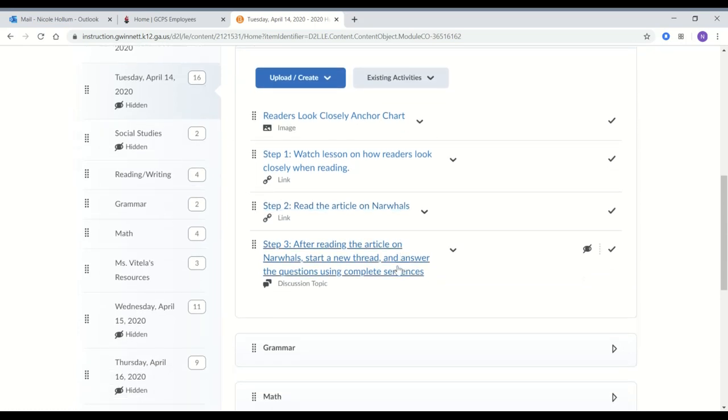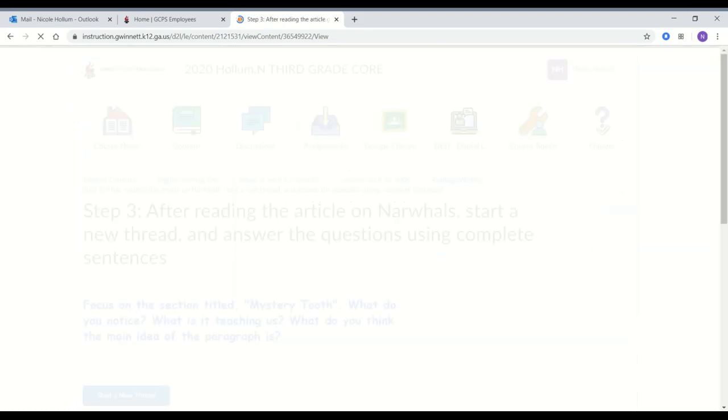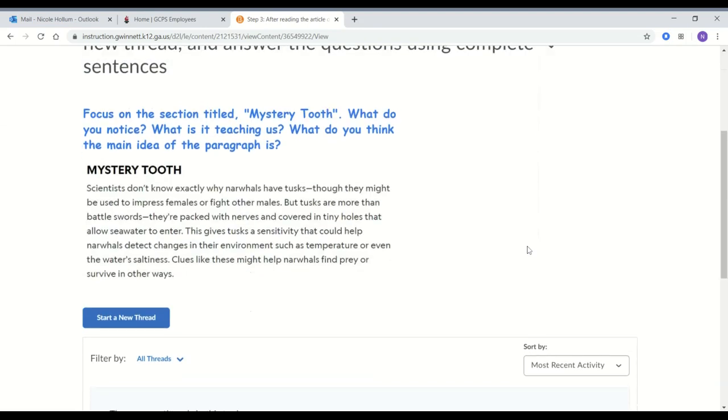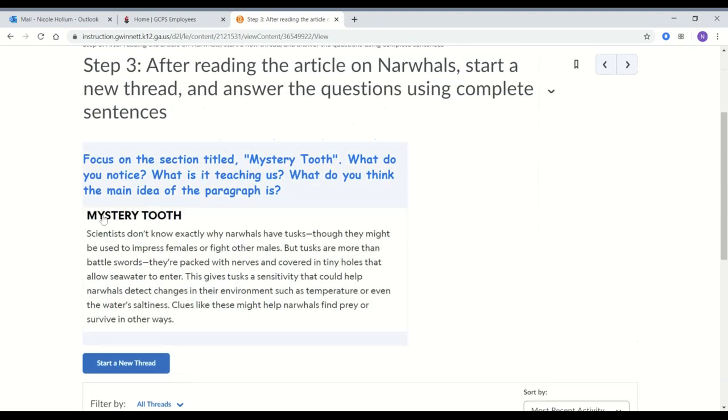When you're done reading the article on narwhals, you're going to start a new thread. You're going to start a discussion. This is where your writing comes in. And you're going to write about the main idea of one of the paragraphs. So if you click on the discussion, you're writing about the main idea of Mystery Tooth. What did you notice? What is it teaching us? And what do you think the main idea of the paragraph is?